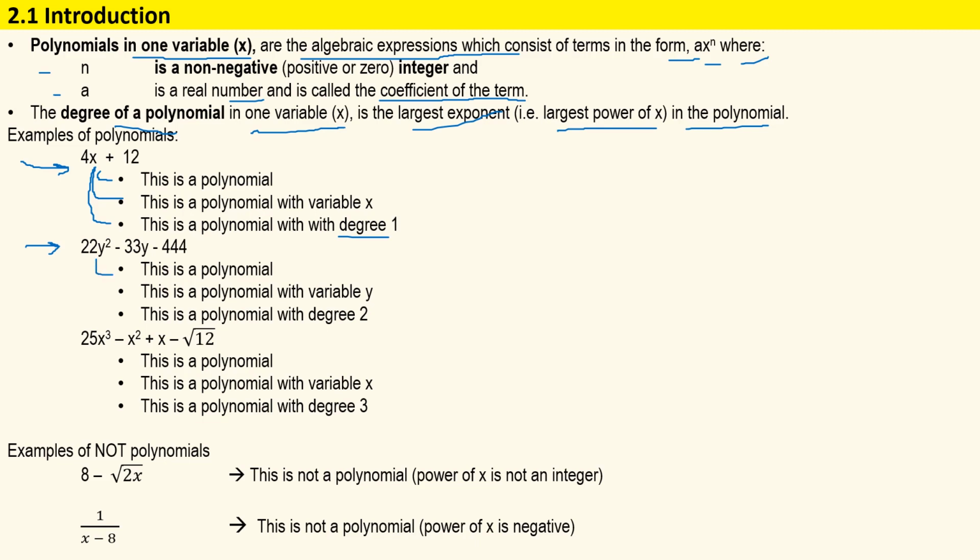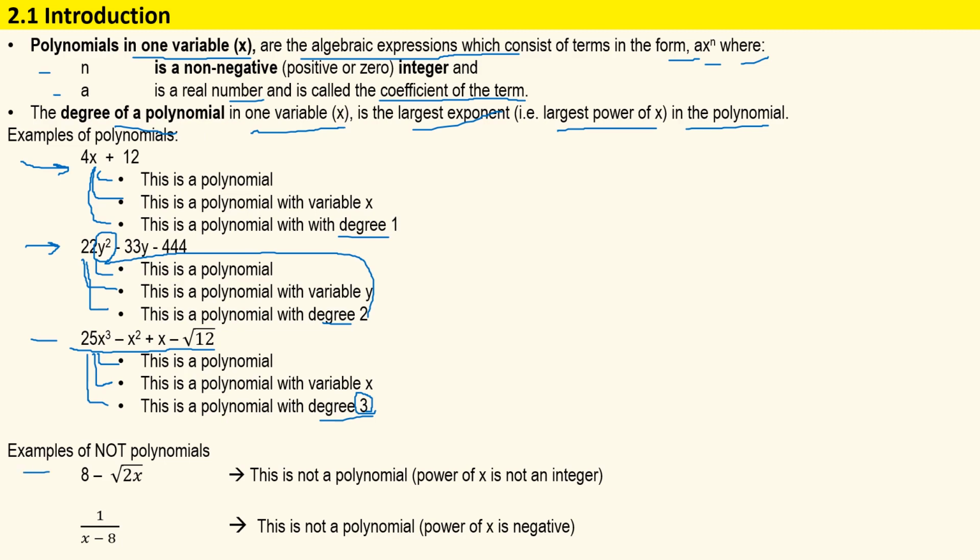This is a polynomial with variable y, and this is a polynomial with degree 2 because the highest power or the biggest power of variable y in this whole expression is 2. Another example, 25x cube minus x square plus x minus square root of 12. This is a polynomial in variable x, and this is a polynomial with degree 3 because the highest power, that is the biggest exponent of x, is 3.